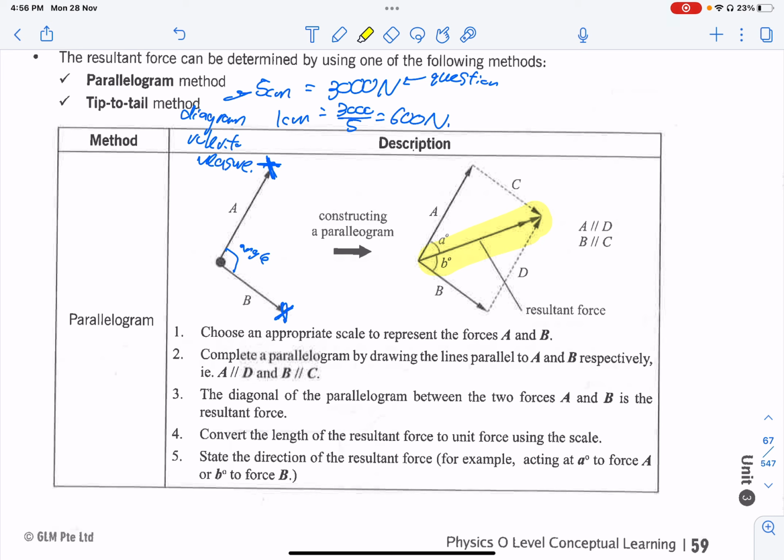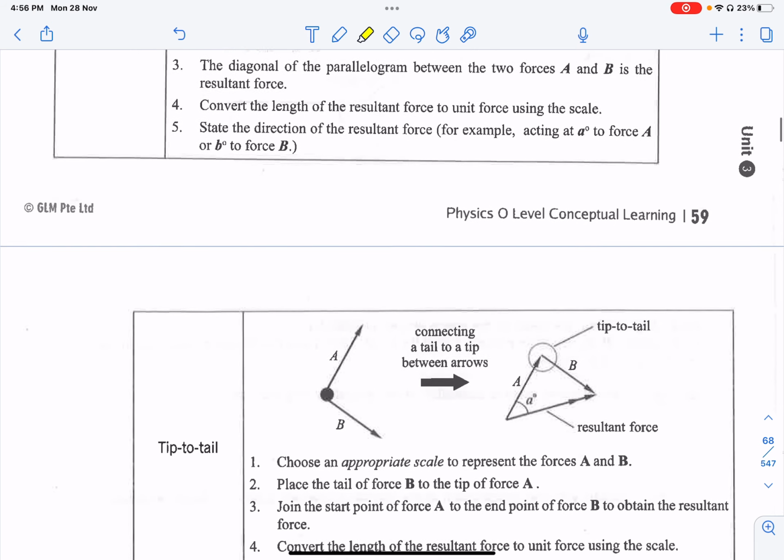Then your final answer, you cannot just say 4,200, you have to state the direction. That's with referencing of one of the points. Okay, then that would be for the parallelogram method.